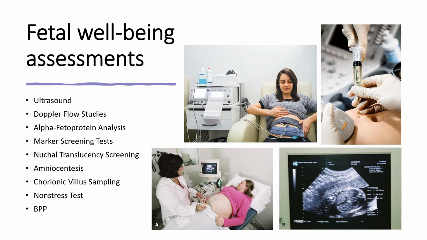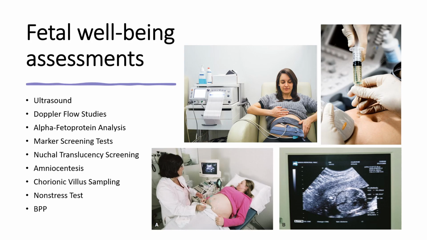The nuchal translucency screening is done via ultrasound, mainly specifically for Down syndrome. When they're doing that anatomy scan, at the back of the baby's neck, the nuchal area, if that baby has an increased fluid in the actual neck area, you'll see translucent fluid. If there's an excessive amount of that, most likely that baby is a Down syndrome baby.